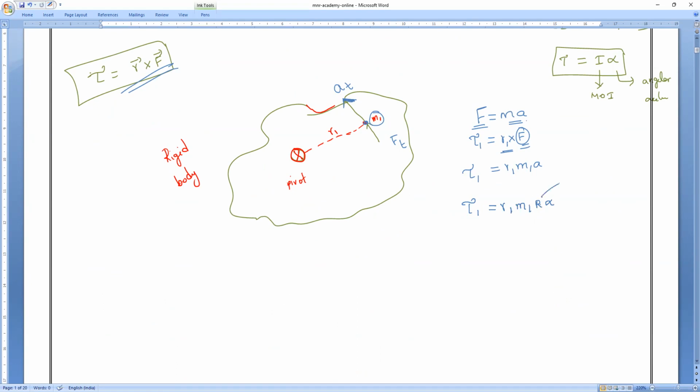Here this R means R1. Am I right or wrong? So I'm replacing: tau 1 is equal to R1 M1 R1 alpha. So R1 into R1, how much is it? R1 square. So M1 R1 square into alpha. This is the torque exerted by one particle.